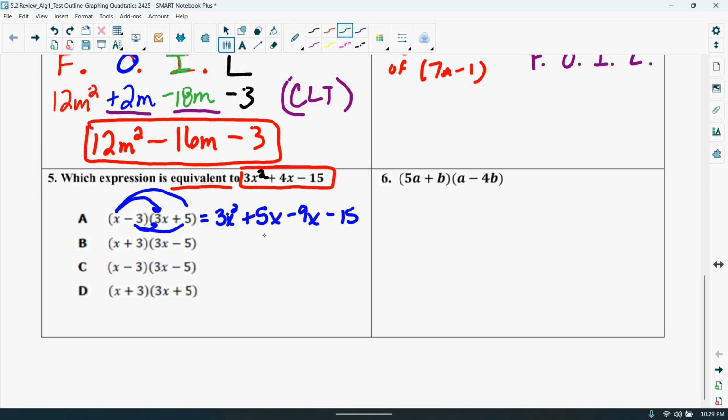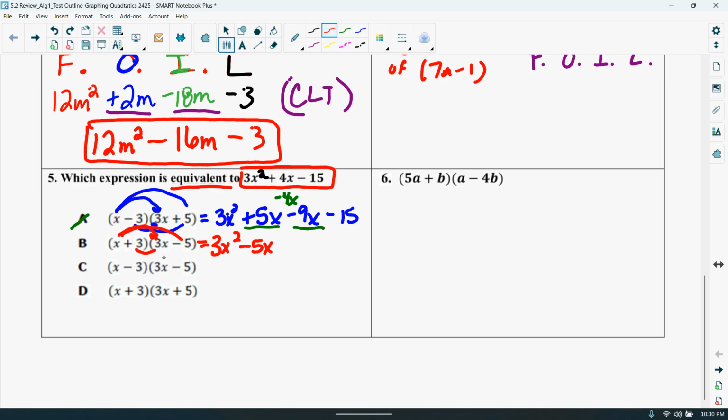So what I'm going to check right off the bat is combining these like terms. And when I combine that, this is going to leave me with a negative 4x. So I know it doesn't match what I have. Okay, so I can check the next answer choice. X times 3x. That's going to give me 3x squared. X times minus 5. That's going to be minus 5x.